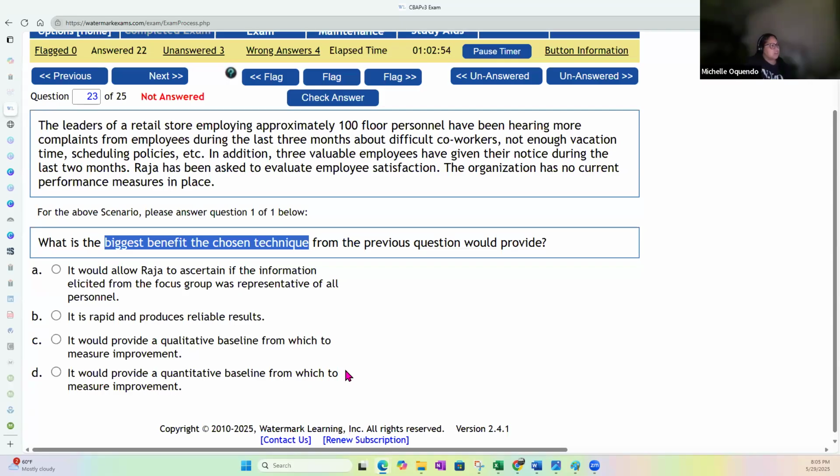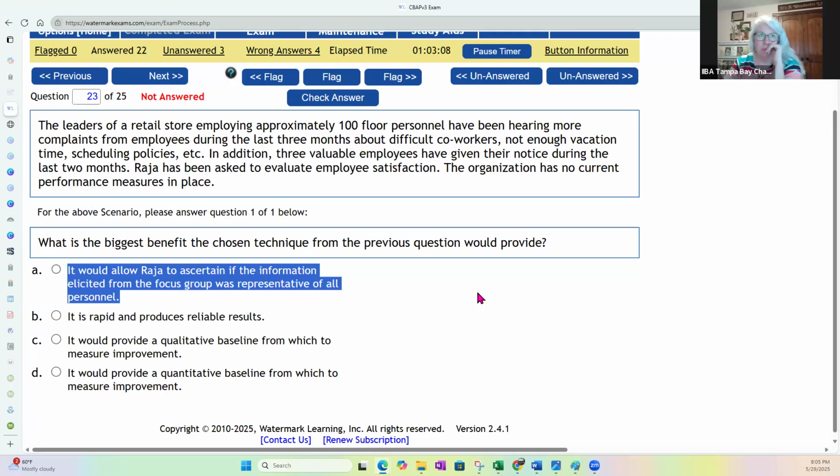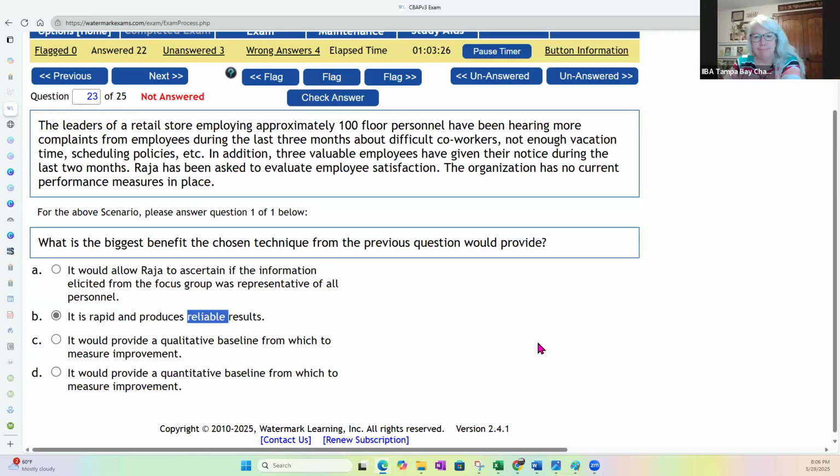So I think it's, oh, sorry. The previous one had workshops as something that you could do, focus groups as something you could do, or surveys. Survey was the right answer. So we can eliminate this one. What do you think the right answer is? Memorize these questions well enough to know that. Maybe B, it is rapid and produces reliable results. Surveys don't produce reliable results. Surveys are quite quick. What about D? Quantitative baseline. Let's test it.